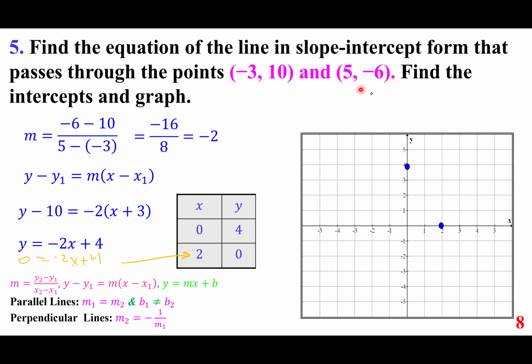I can also have those two pairs, okay? This is negative 3, 10, this is 5, minus 6. So you could graph just using those 2 points without using that. However, this gives you a more precise graph.